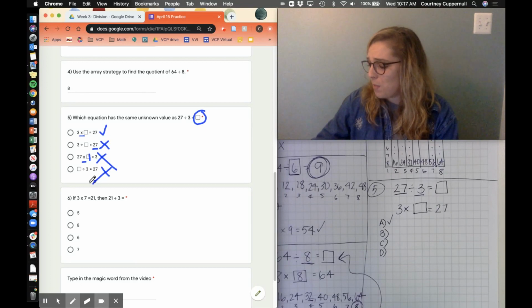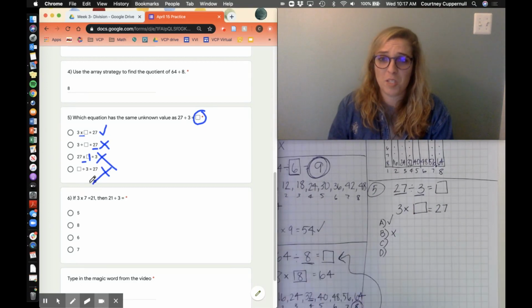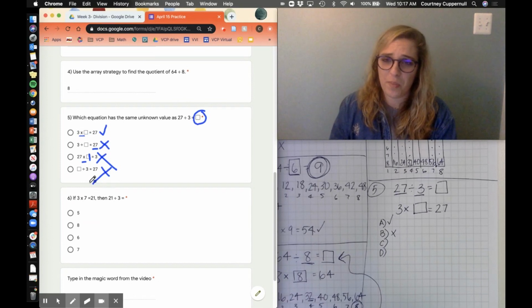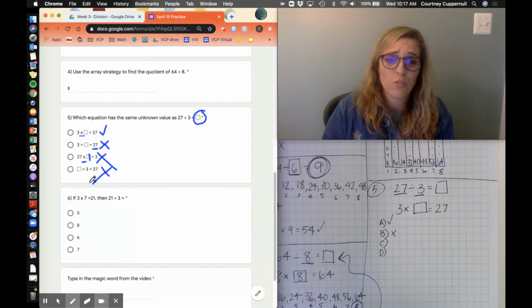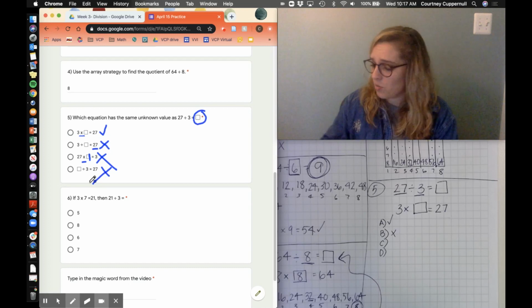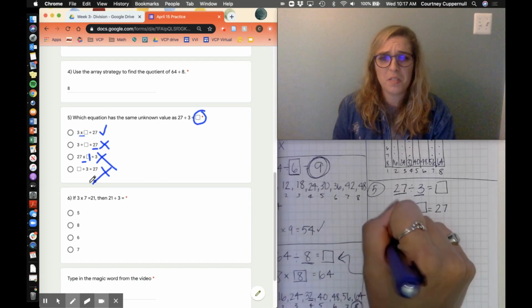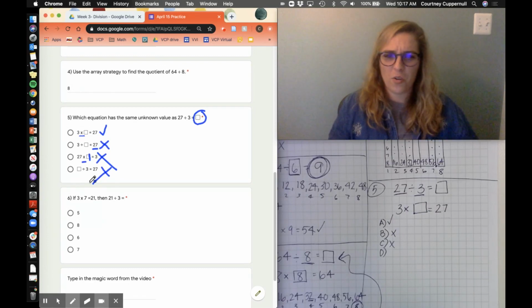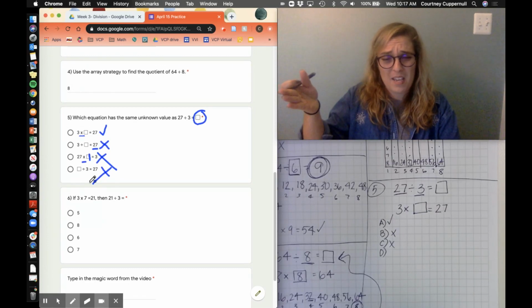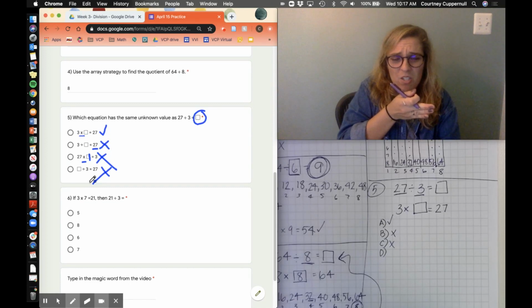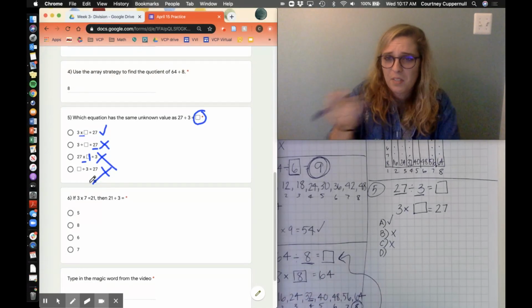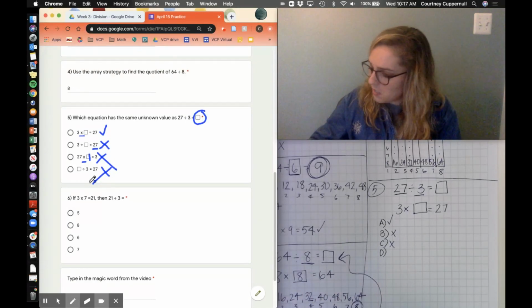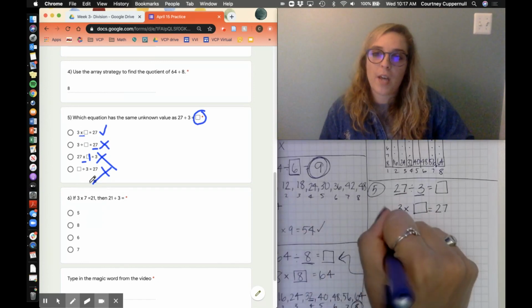So we said that B wasn't our answer because splitting 3 into more groups would not make 27 in each group. That would make no sense. 27 groups of something equals 3. That also made no sense because 27 is more than 3. And we know that if we took our quotient and split it into 3 groups, it would be making it even smaller. So there's no way it could be equal to 27 because it's already supposed to be less than 27. So we know that isn't the case.